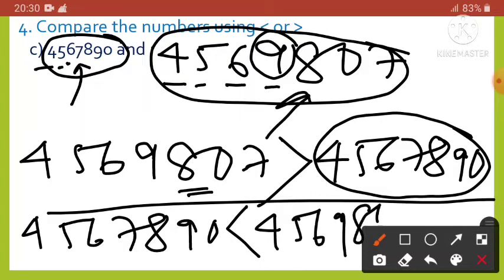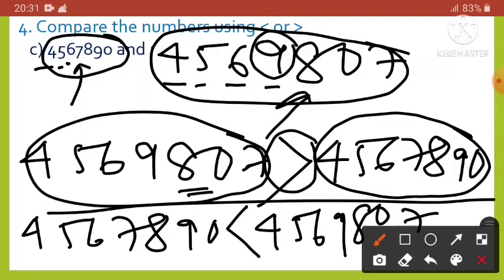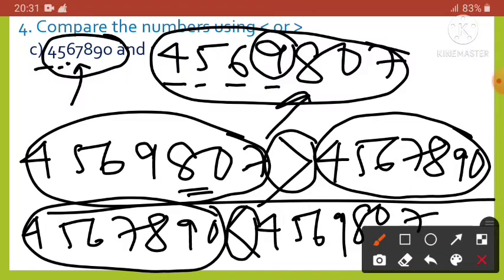6 9 8 0 7. So if you are using this greater sign, then here you have to write the greatest number, and if you are using the lesser sign, then you have to write the smallest number here. Okay, at this side, or you can say the left side. Okay, I think it is clear to you.